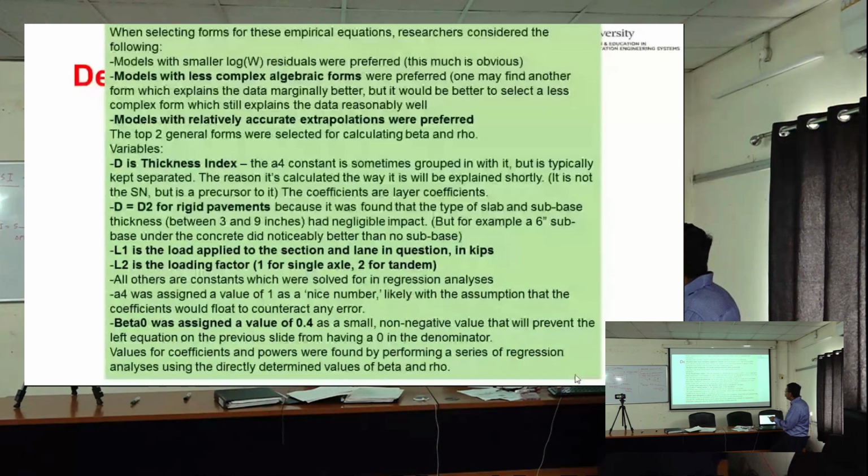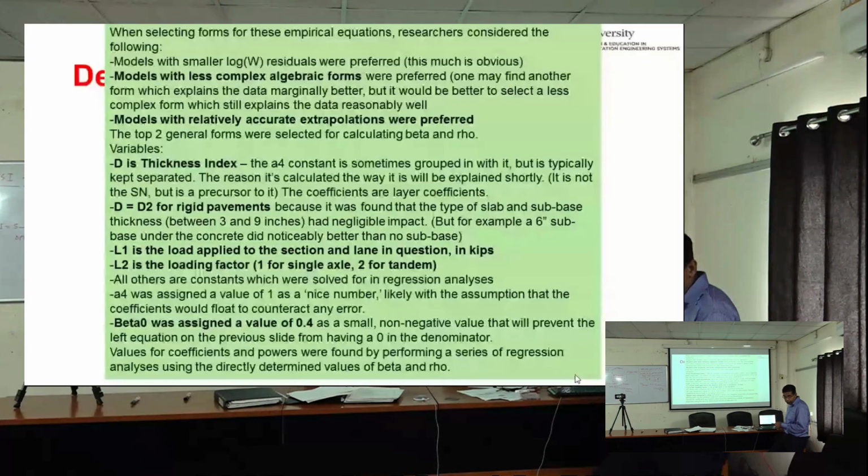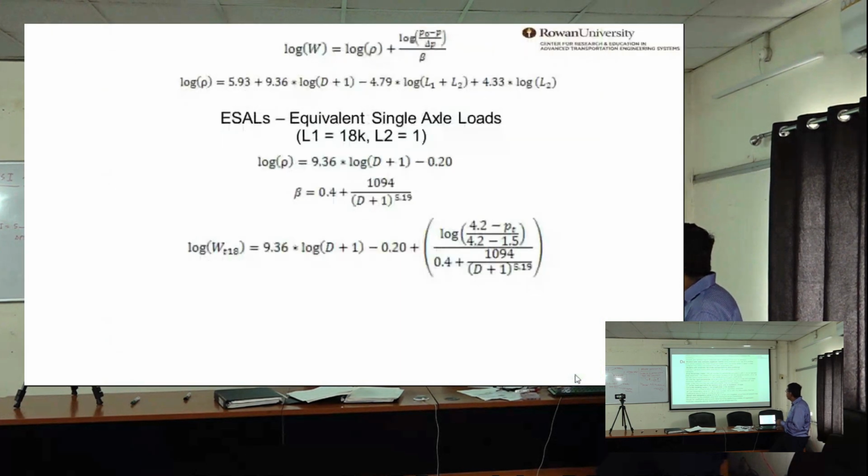L1 is the load applied to the section and lane in question. Okay, so let's go back up here. L1 is the load. Where is L1? L1 is the load applied to the section and the lane in question. L2 is the loading factor, 1 for single axle and 2 for tandem. So that's what those numbers are. Okay. All others were constant and were solved. And these are explaining a little bit of that.